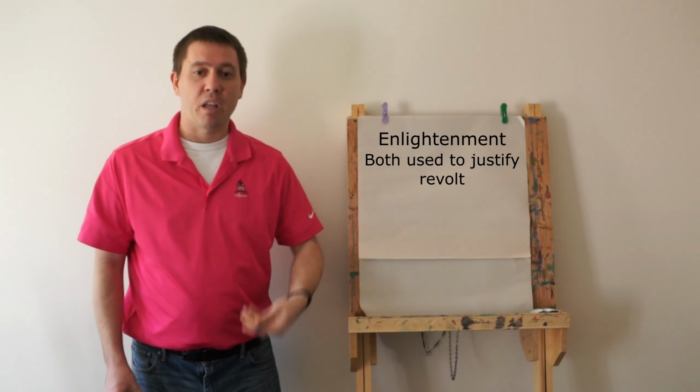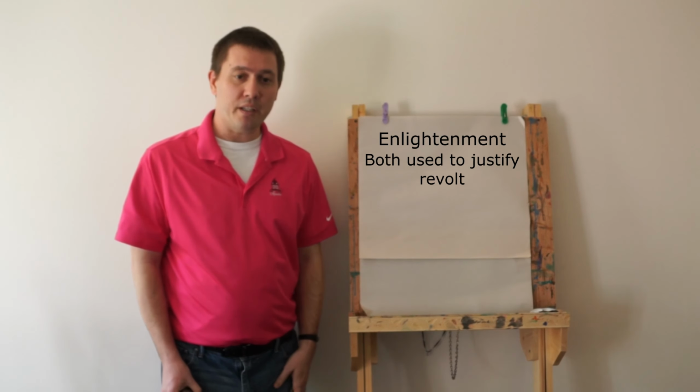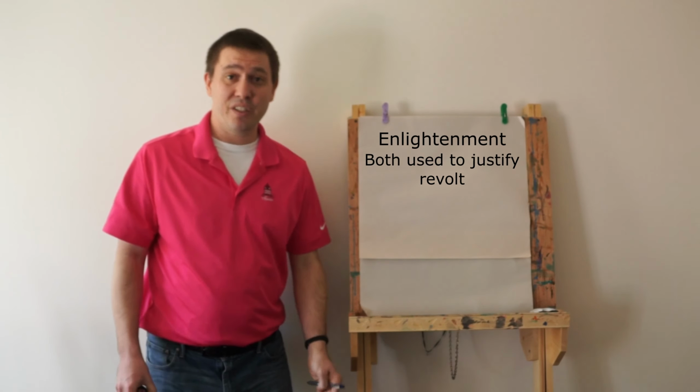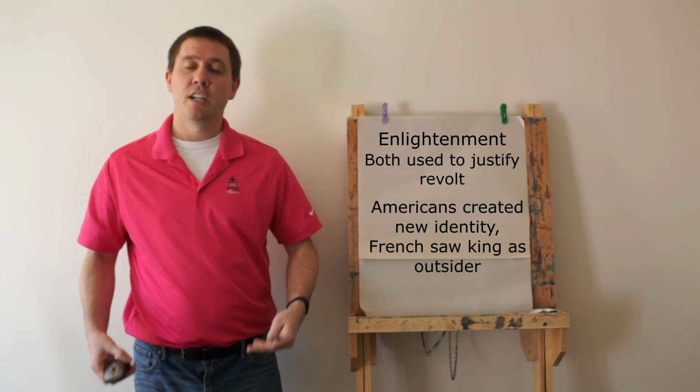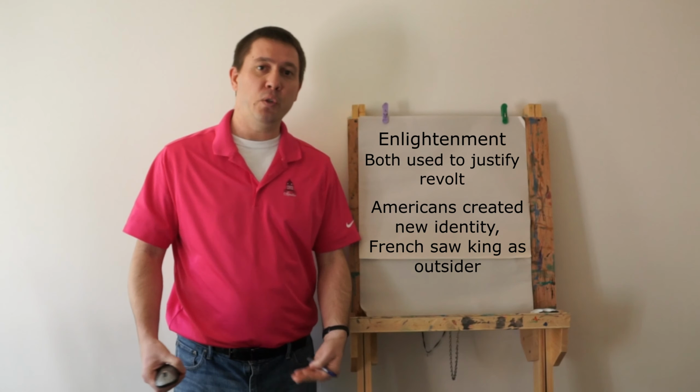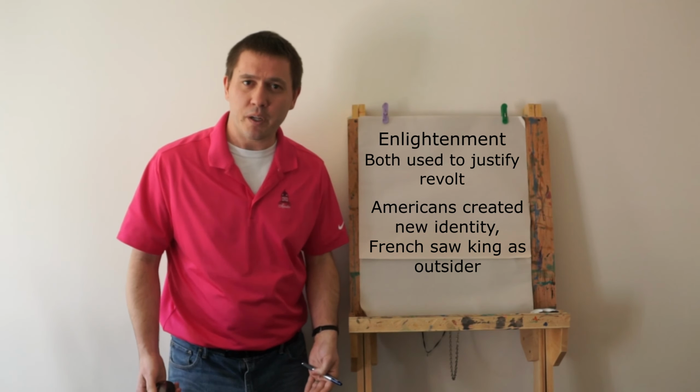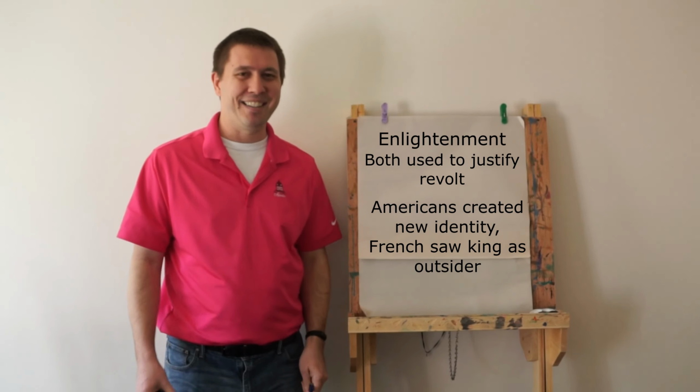However, they did not come from the same point. As the Americans viewed themselves as distinct from the British, the Third Estate kept their identity of being French, just as French as the king and the nobility. So that's our difference we're going to look at. You saw that too? Awesome.